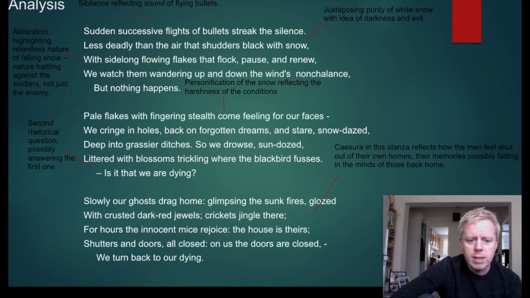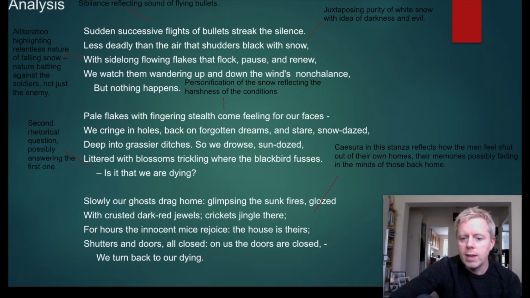"Glozed with rusted, dark red jewels, crickets jingle there. For hours the innocent mice rejoice. The house is theirs. Shutters and doors all closed. On us the doors are closed. We turn back to our dying."